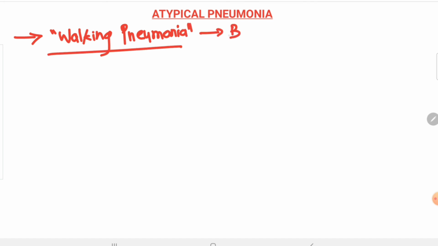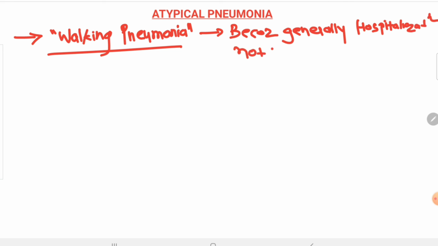Now, friends, what do you mean by atypical pneumonia? Initially, atypical pneumonia was equivalent to viral pneumonia. Atypical pneumonia is a walking pneumonia. Why? Because generally, hospitalization is not needed in atypical pneumonia. Hospitalization is usually not needed.